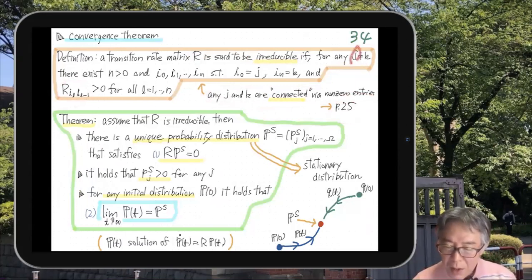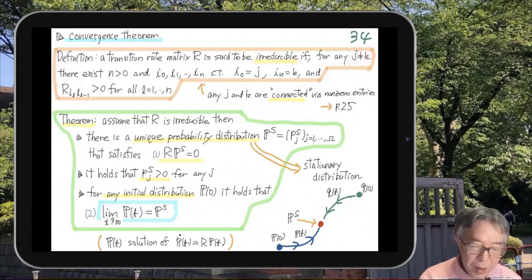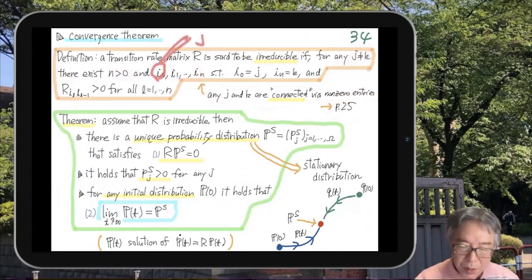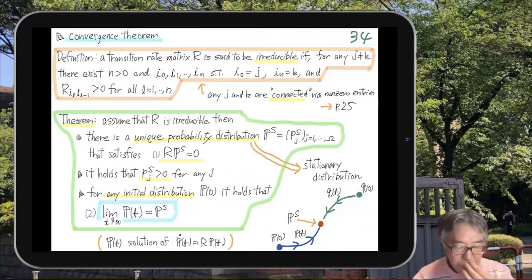So for any j and k which are not identical, there exists some number n, and a sequence of n plus 1 states, i0, i1, ..., in, where i0 is equal to this starting point j, and in is equal to this final point k. And moreover, in between here, these R connecting neighboring i's are positive, non-zero. Okay, so this means that you can go from j to k by only going through non-zero R, or non-zero omega.